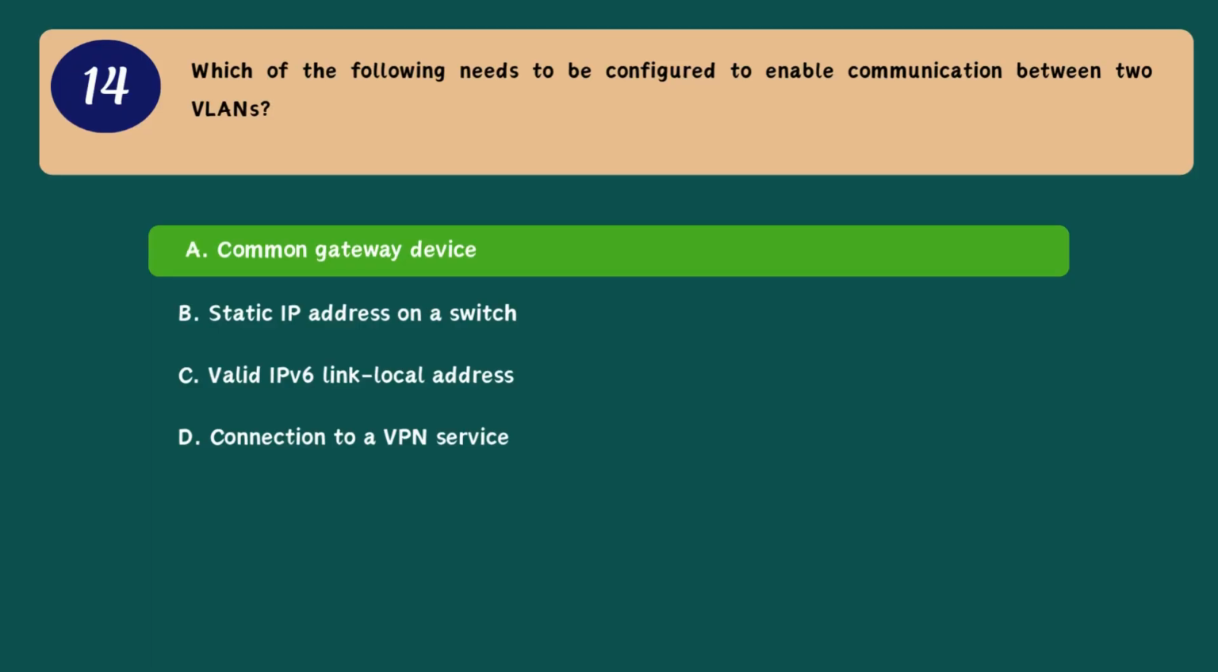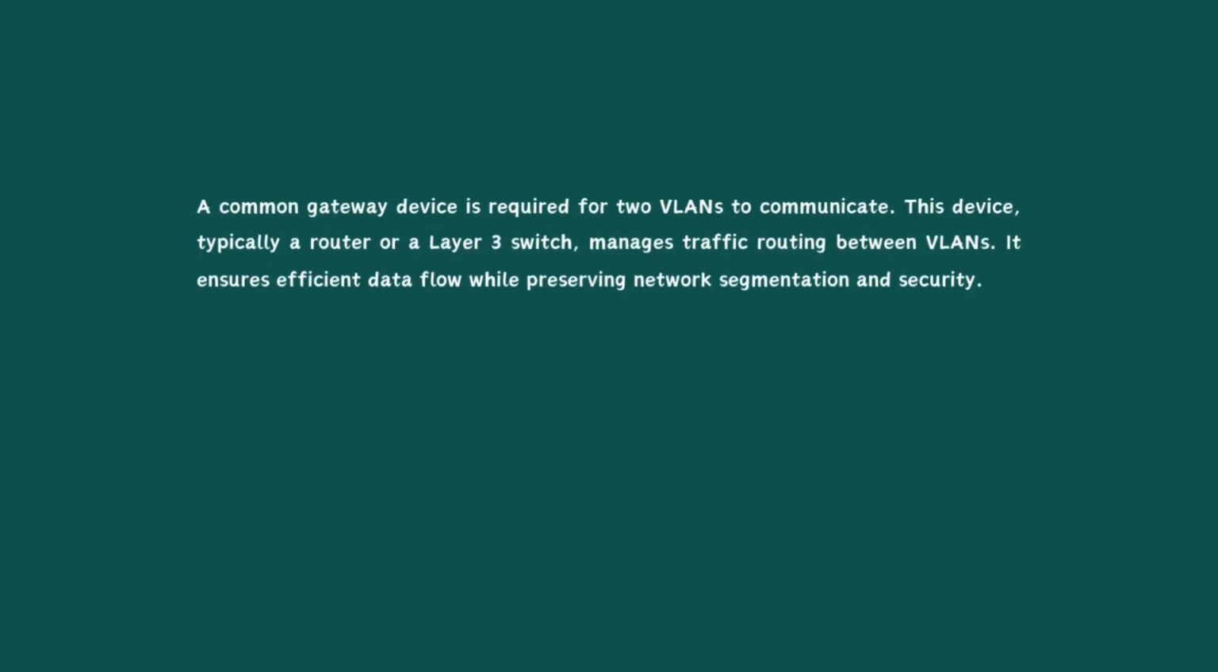Correct answer. A. Common gateway device. A common gateway device is required for two VLANs to communicate. This device, typically a router or a layer 3 switch, manages traffic routing between VLANs. It ensures efficient data flow while preserving network segmentation and security.